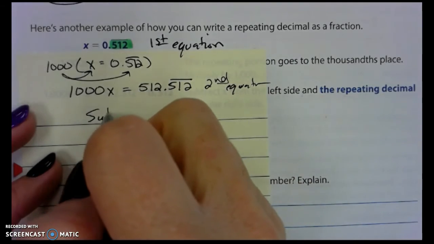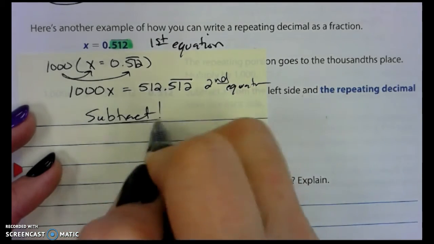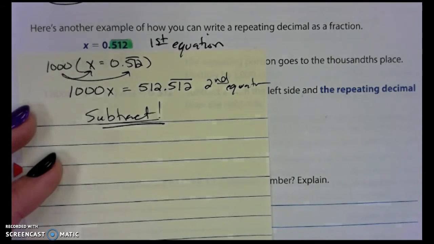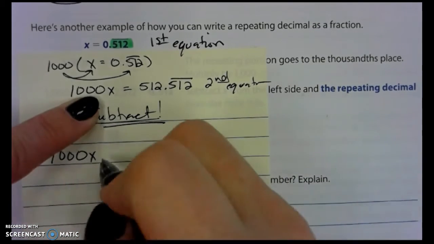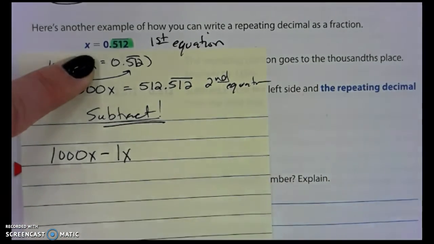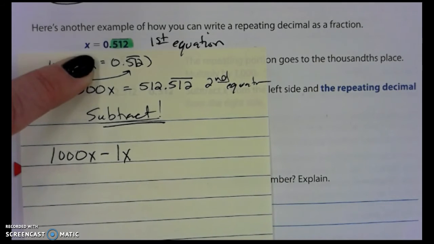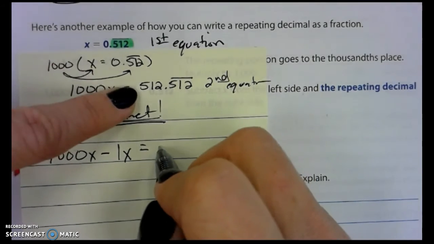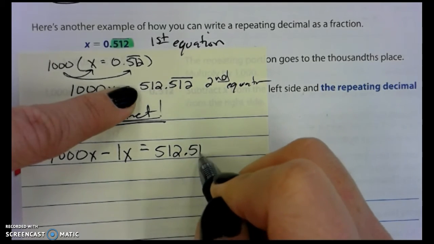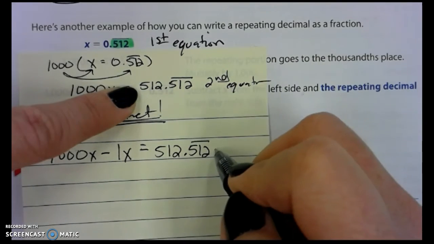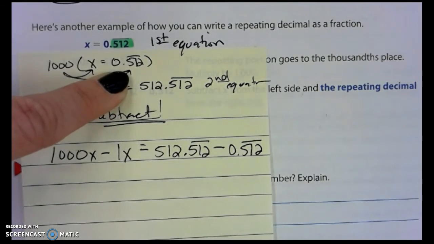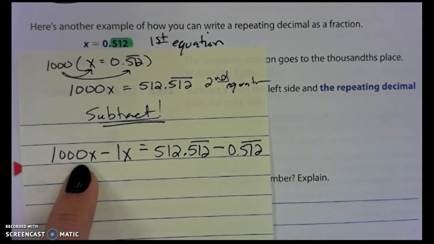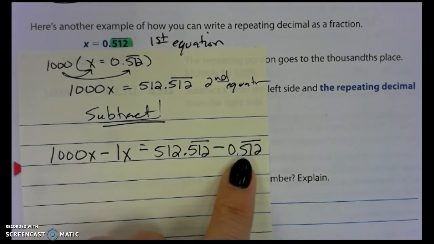Now we're going to subtract. The first equation will be taken away from the second equation. So we'll have 1,000x from the second equation minus 1x from the first equation equals 512.512 repeating minus the 0.512 repeating from the first equation. Second equation minus first.